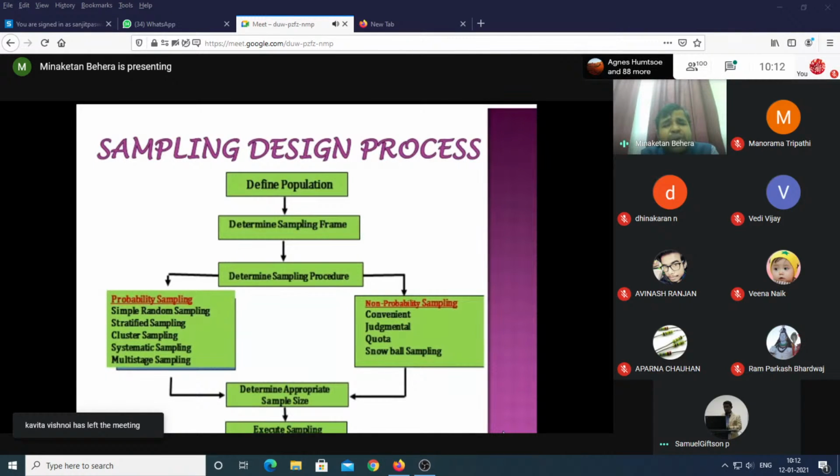Why is it called probability? Probability sampling is that sampling in which each and every individual has an equal and independent chance to be in the sample. I am giving one example. Suppose a class of 20. Suppose in this lecture of mine, 100 people join in this class.